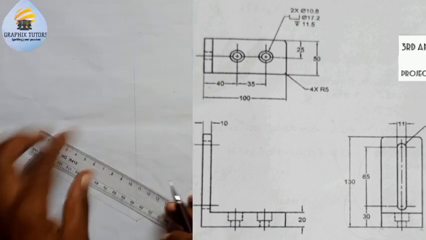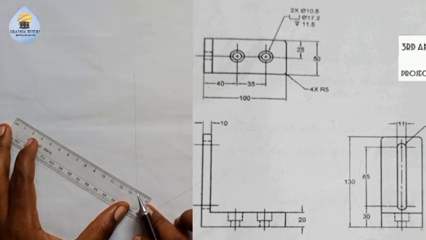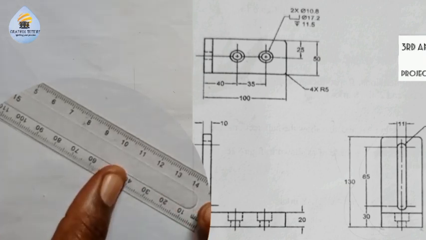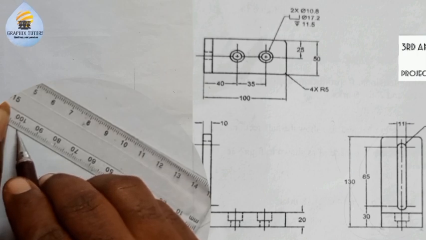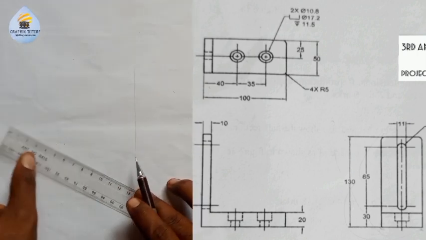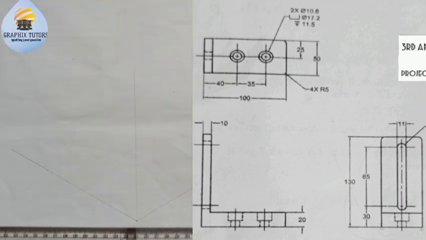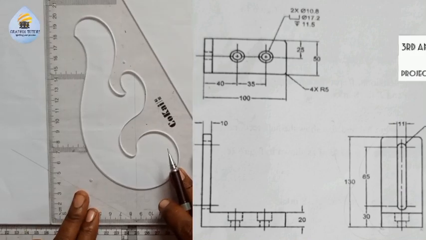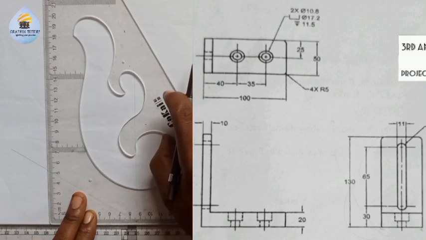So from here, this is 0 to 100, and this is 100. From 0 to 100 is 100, right? So the next thing I'll do, I will use my t-square and set square, and I'll project this upward this way.